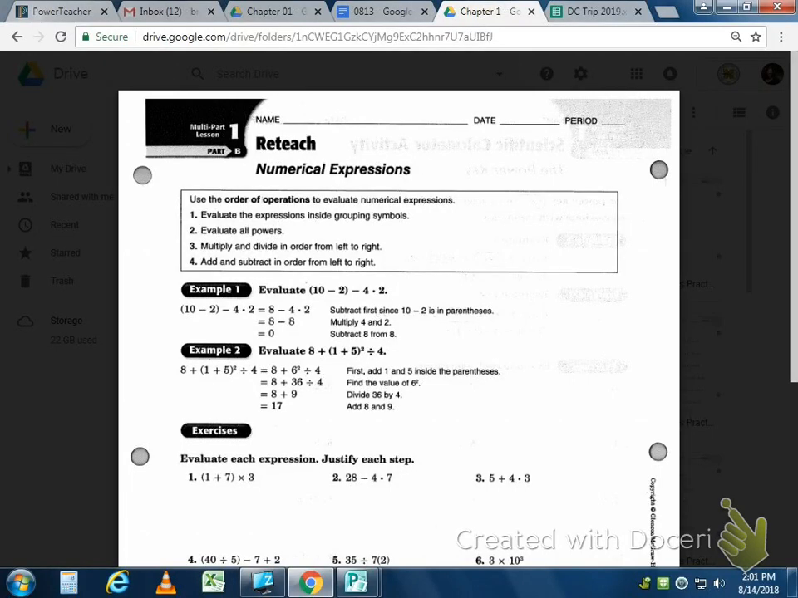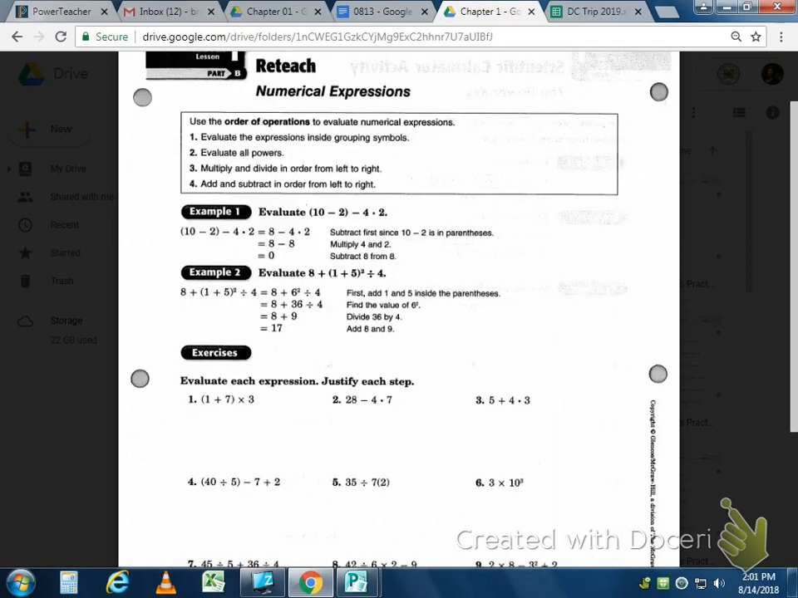1.1b, Numerical Expressions. This is otherwise known as order of operations. And in the box, it tells us steps that you go by for the order of operations. So, order of operations, you probably have seen this as the word PEMDAS. Does that ring any bells? No? Okay. Well, we're going to talk about it as PEMDAS.